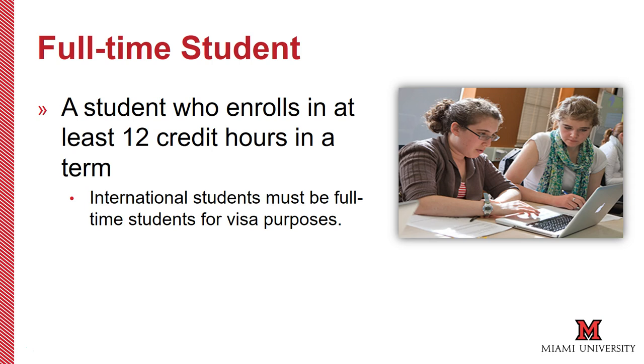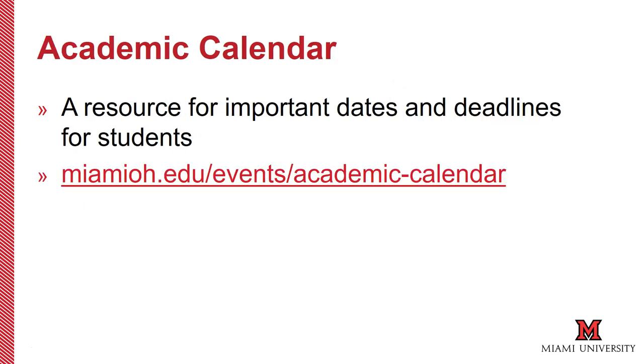A full-time student is a student who enrolls in at least 12 credit hours during the fall or spring semester. Enrolling in fewer than 12 credit hours during the fall or spring semesters would mean that the student is a part-time student. In other words, they are not going to school full-time. Students with specific financial aid, scholarships, or with a visa must be full-time students.